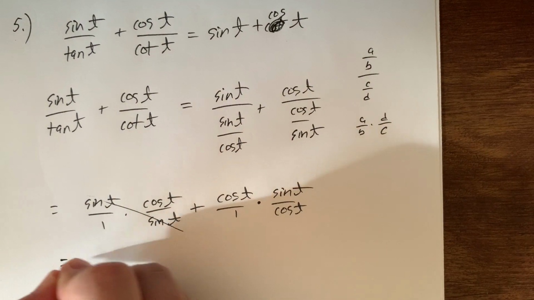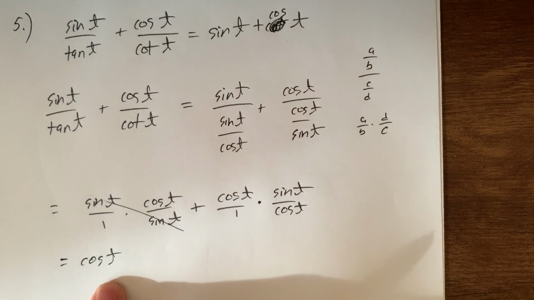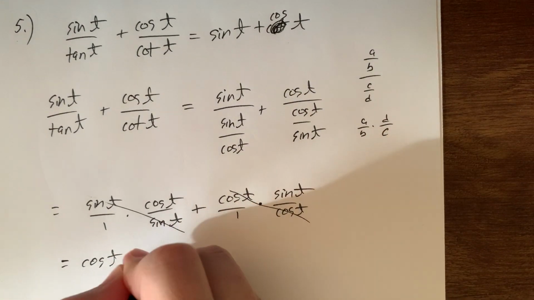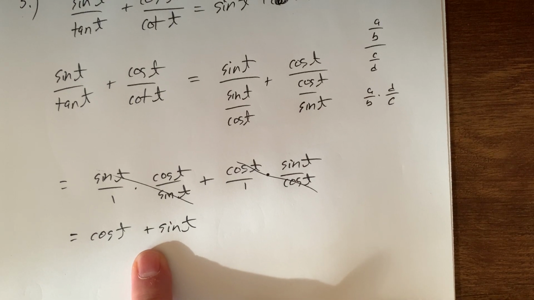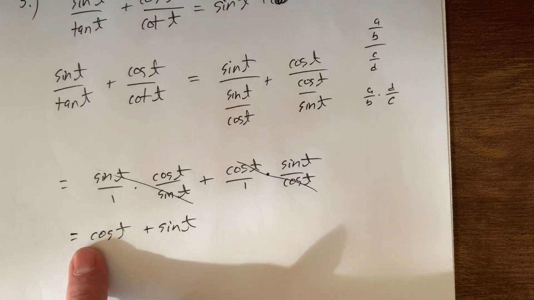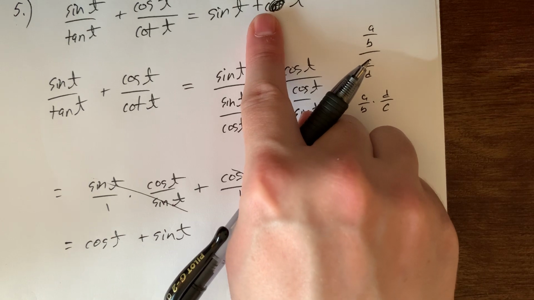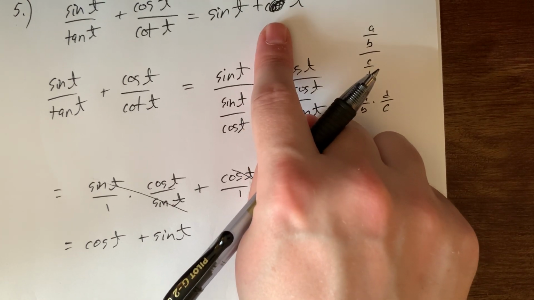Sines cancel. I'm left with cosine here. Here the cosines cancel. I'm left with sine. And I guess we could technically argue we've got one more line, realizing that cosine plus sine is the same thing as sine plus cosine, but just to write and show that.